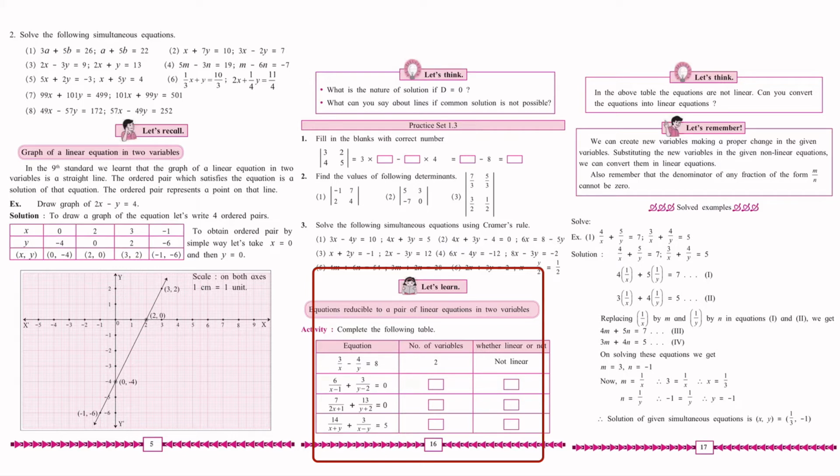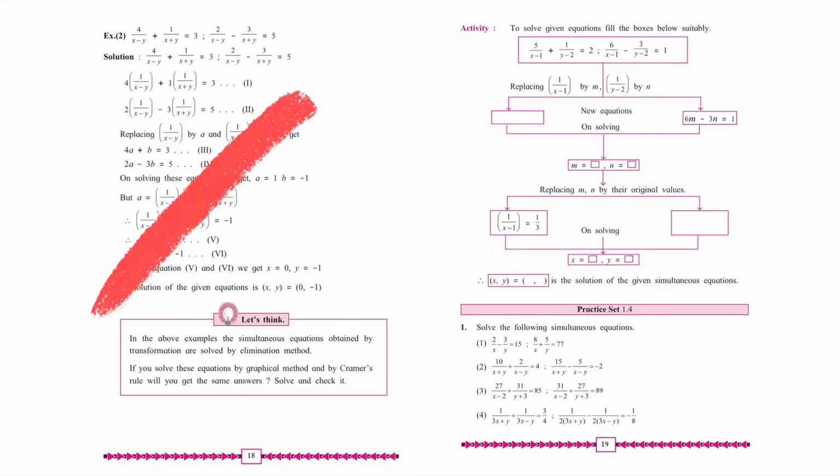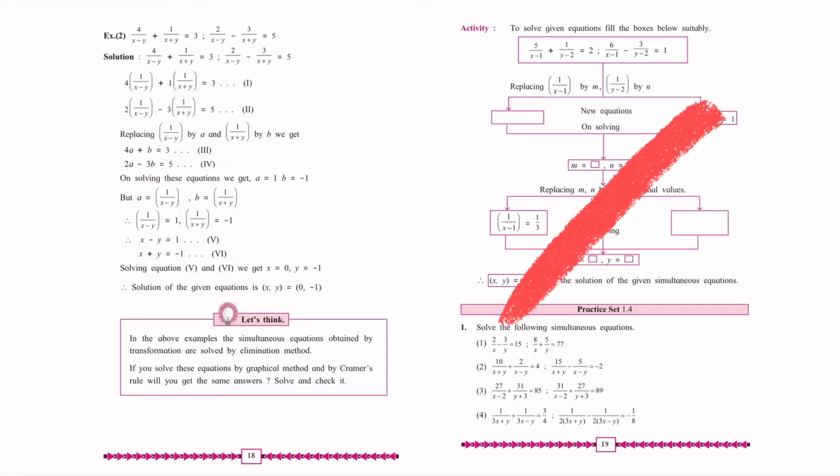The activity on page number 16, as you can see, complete the following. This is reduced. On page number 17, whole page number 17 is reduced because the reducible form of linear equation, that completely is reduced, therefore 17 page is reduced. Next we have on page number 18, full 18 pages reduced. Then next 19, full 19 page is reduced, including practice set 1.4. So everything from this is reduced.